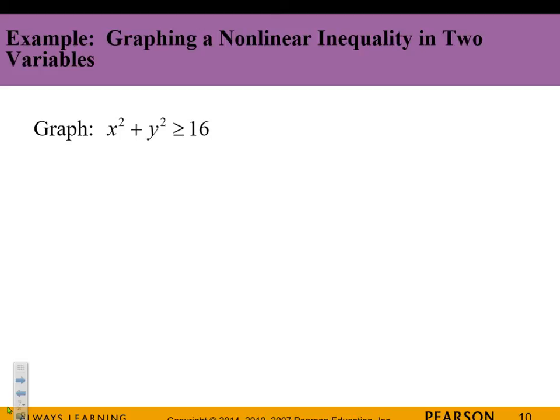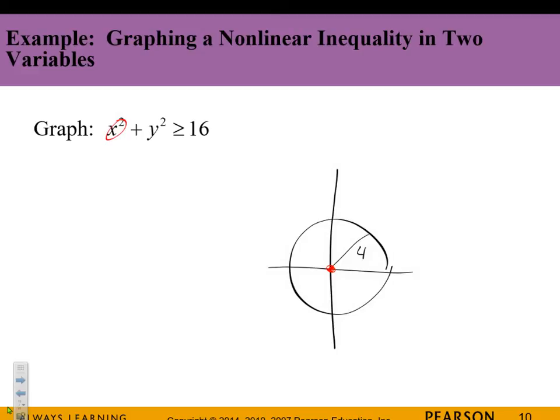How did I know how to shade it? We tested the point, right? We had a circle, radius turned out to be 4, correct? So I'm going to test the point, and the easiest point to check always is 0, 0. If x is 0, then this is just 0. If y is 0, then that's just 0. 0 plus 0 is 0. Is that supposed to be 16? Is that a true statement? So then you shade the other side. In this case, the outside of the circle.